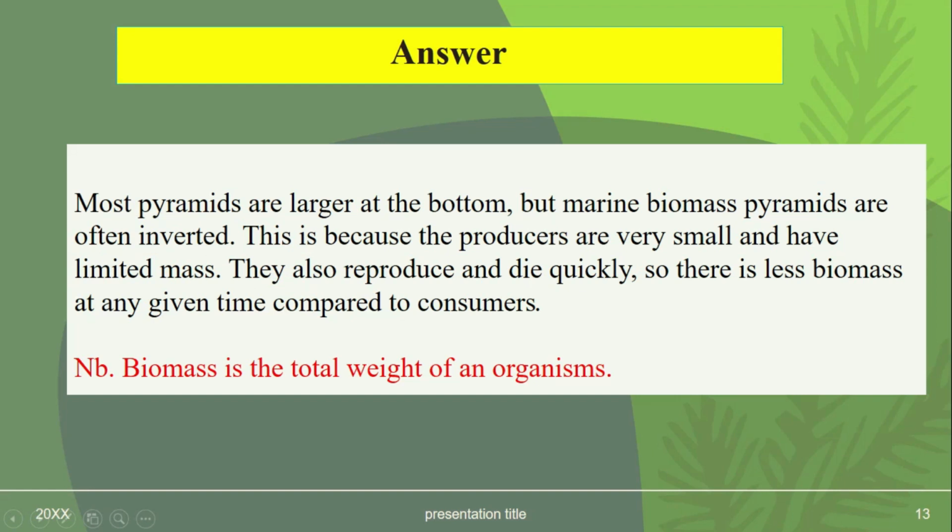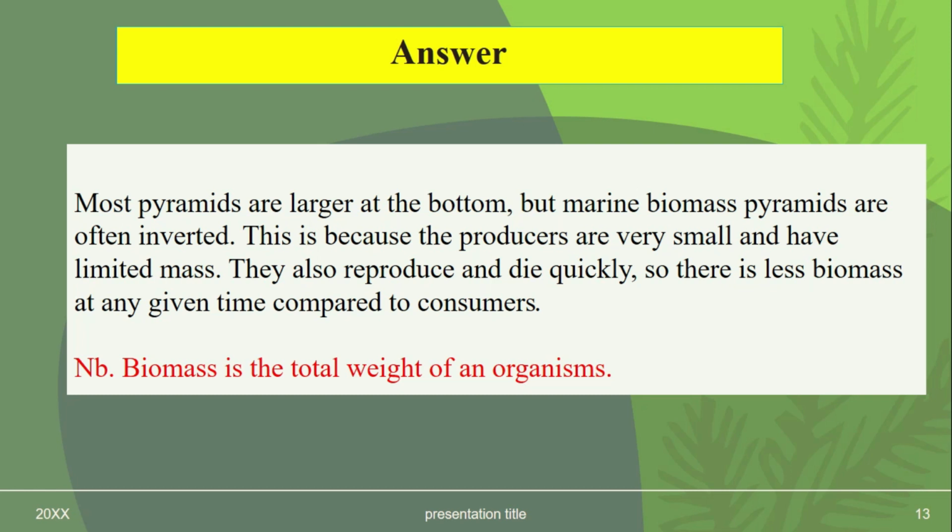It says most pyramids are larger at the bottom, but marine biomass pyramids are often inverted. This is because the producers are very small and have limited mass. They also produce and die quickly, so there is less biomass at a given time compared to the consumers. So note briefly, you have to know what a pyramid of biomass is referring to. It is referring to the total weight of the organisms.